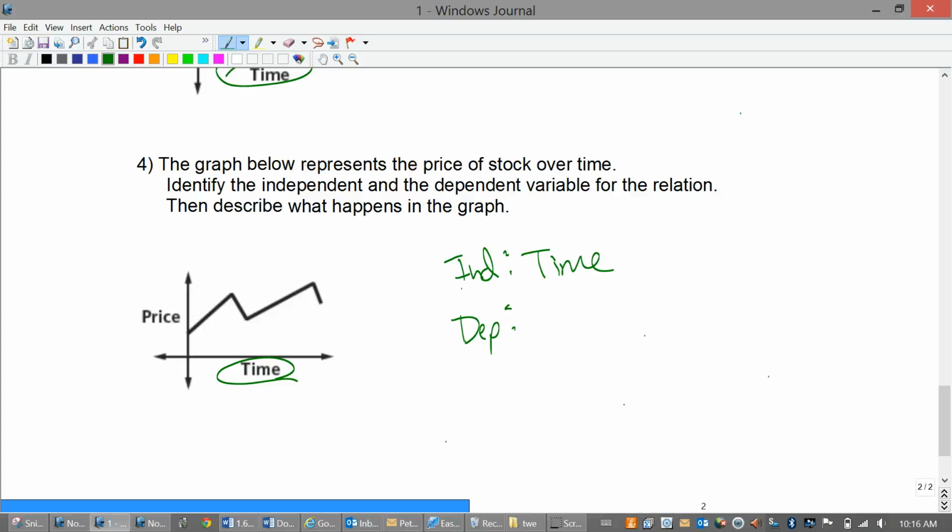If we're going to have a clear description of the graph, we need to incorporate the fact that the price goes up, and then it hits a specific peak, and then it goes down a little bit as time goes on. And then it turns around and it goes back up a little bit, and then it goes down a little bit. So price goes up, then down, then up, then down. But what happens, what's the general trend of the graph? What's the general trend of the graph? What's happening?